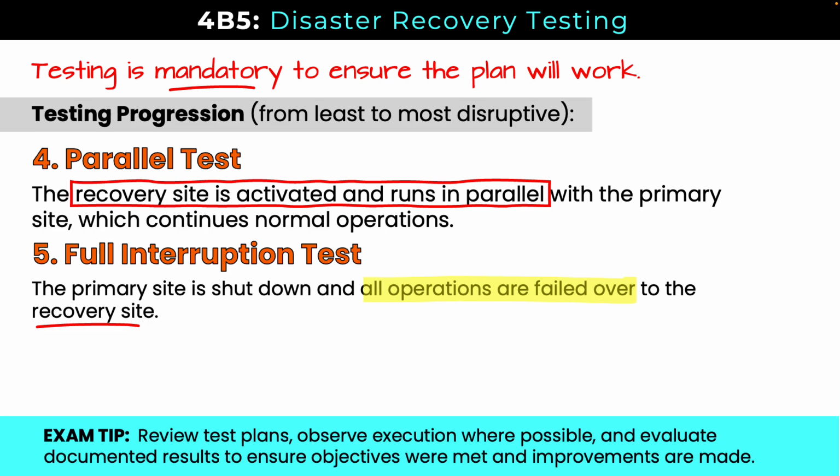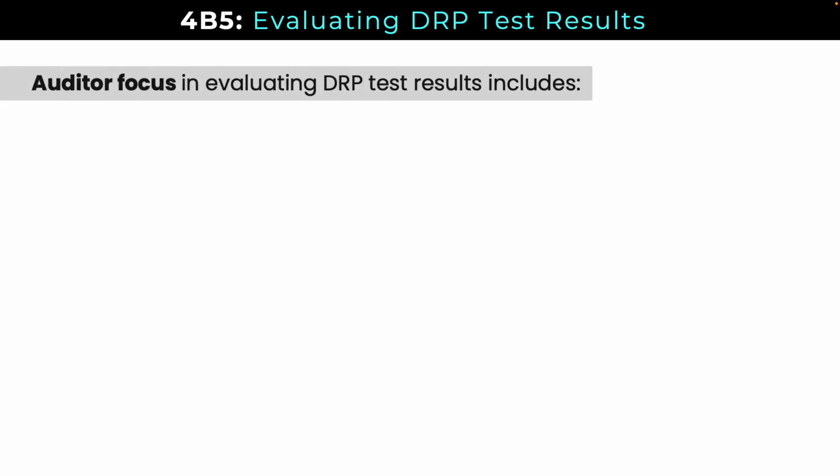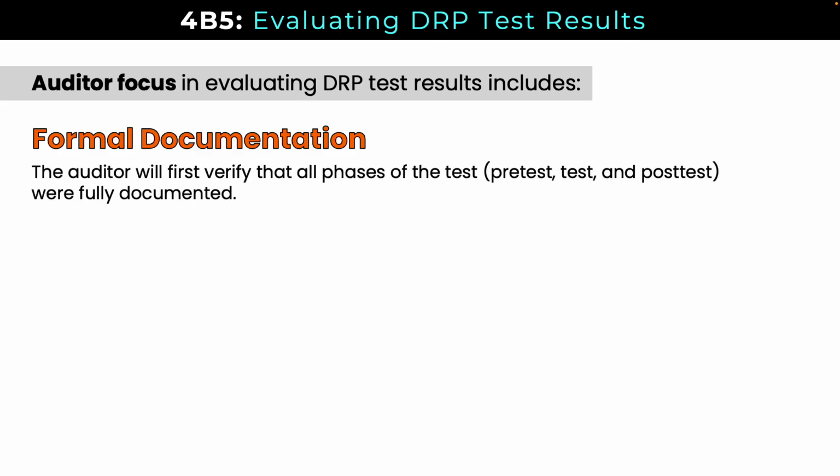So, review test plans, observe execution where possible, evaluate documented results to ensure objectives were met and improvements are made. So as the auditor, you're making sure that those plans have been tested and they actually work. So let's talk about your focus in evaluating those test results. So formal documentation is important. You want to first verify that all phases of the test, pre-test, test, post-test, were fully documented.